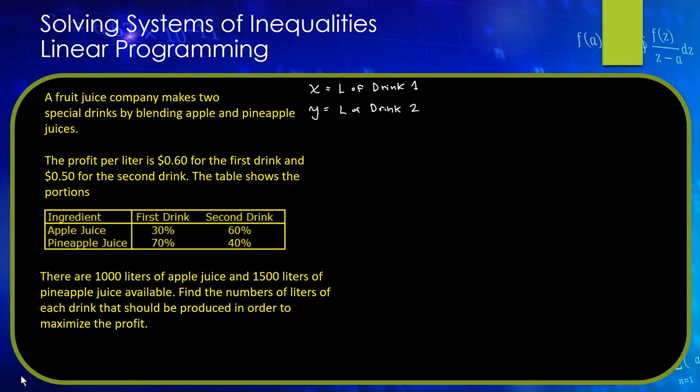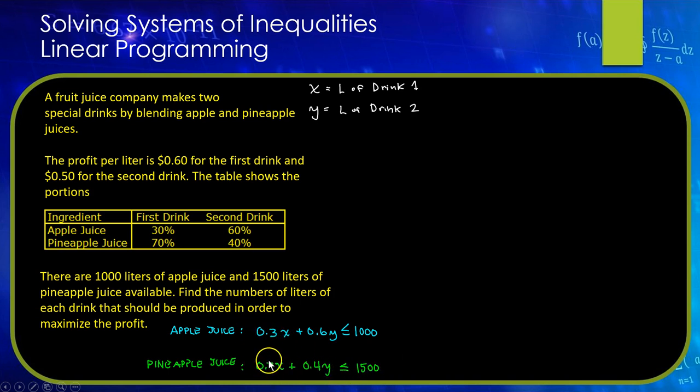I don't know how many liters of each drink is being produced. Actually, that's what I'm looking for. But knowing these percentages, based off of the information for apple juice, if I take 0.3 times X plus 0.6 times Y, that would give me, respectively, the number of liters of apple juice for the first drink and the number of liters of apple juice for the second drink, and they should total 1,000 or less. You can't produce more because we only have 1,000 liters of apple juice. Very similar for the pineapple juice: 0.7x plus 0.4y should be less than or equal to 1,500.